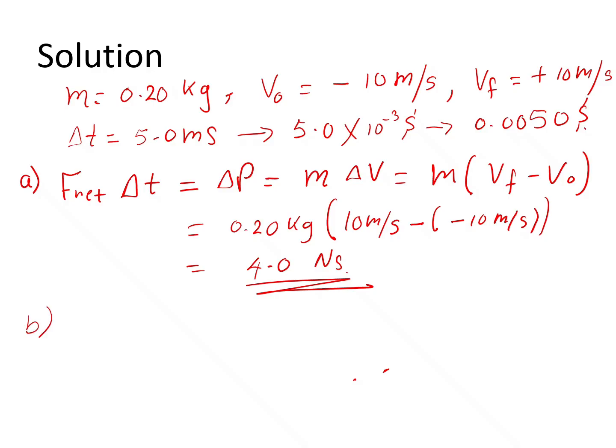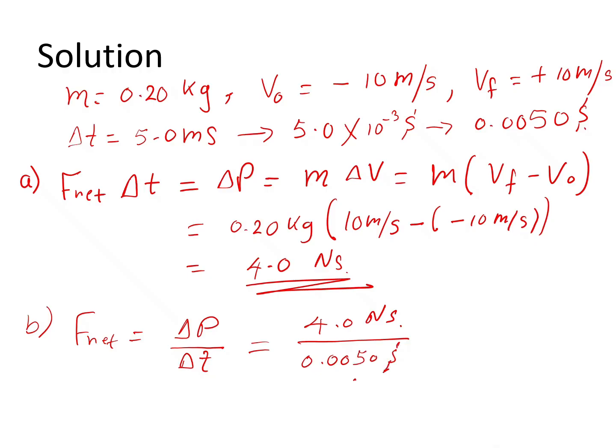For part B, average net force is impulse divided by the contact time. So the net force equals delta p over delta t. Delta p we found to be 4 newton seconds, and delta t is given as 0.005 seconds, and we get 800 newtons. So this gives us 800 newtons upward for the average net force on the ball during the collision.